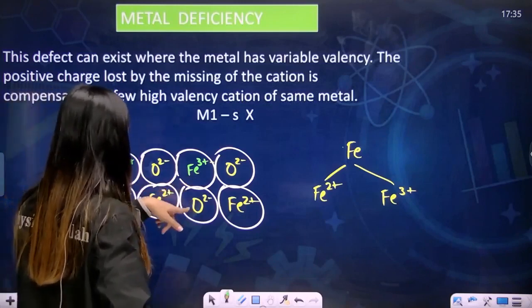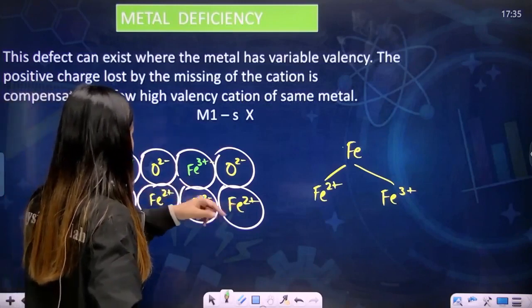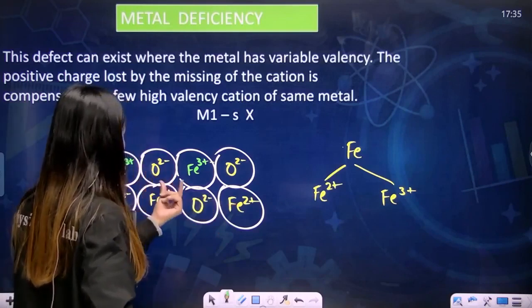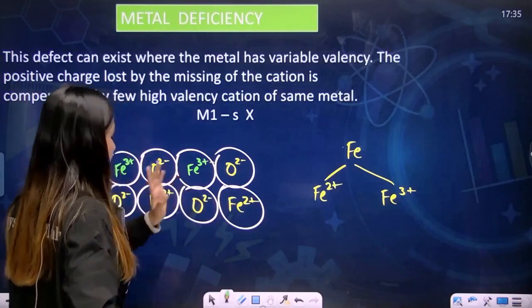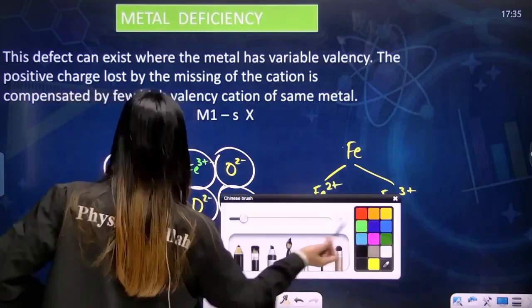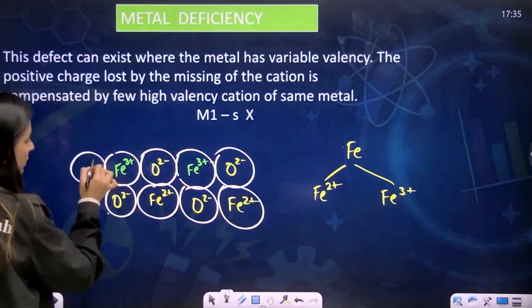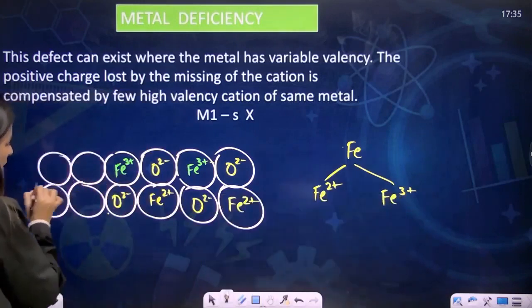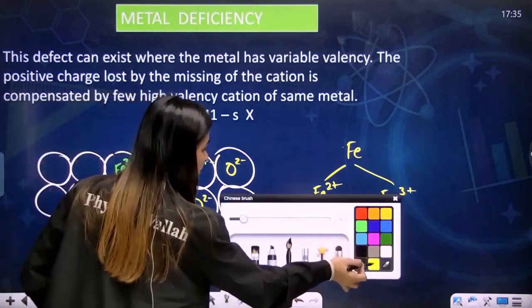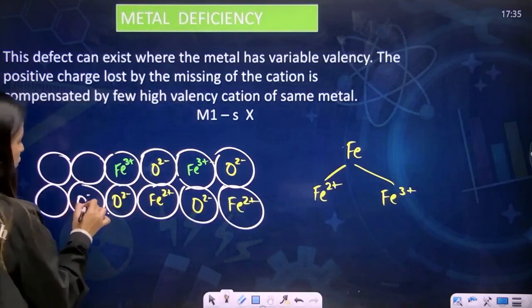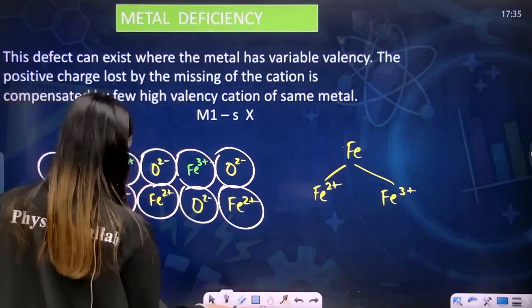I have 10 positive charge. I have O2 minus here, O2 minus here, O2 minus here, 8 negative charge. Okay, so now I'll have to increase it to make you understand. So let me just increase the atoms. Okay, so now I have 8 negative, so I need O2 minus here as well.